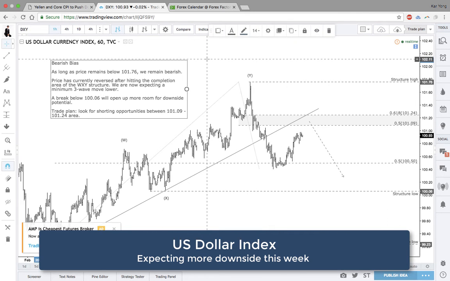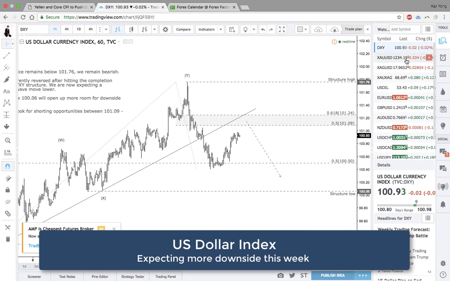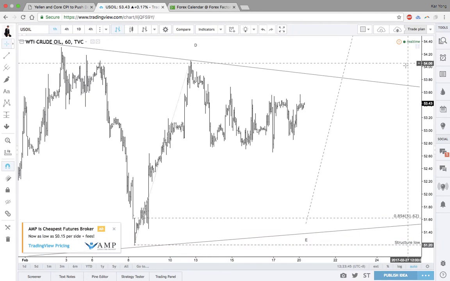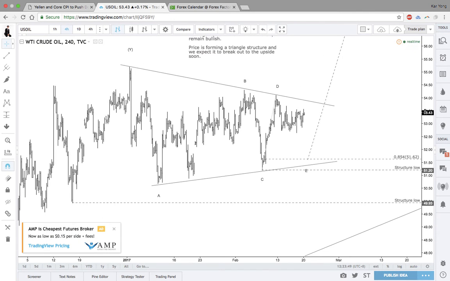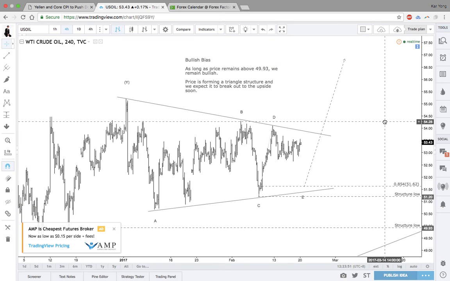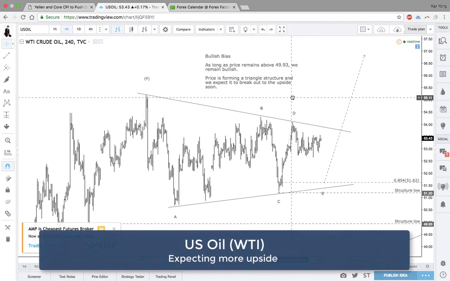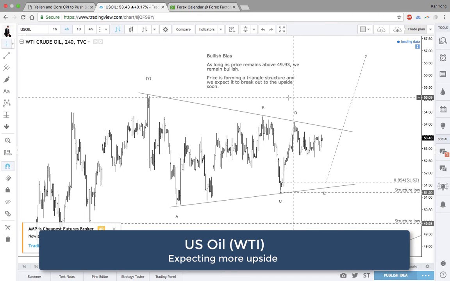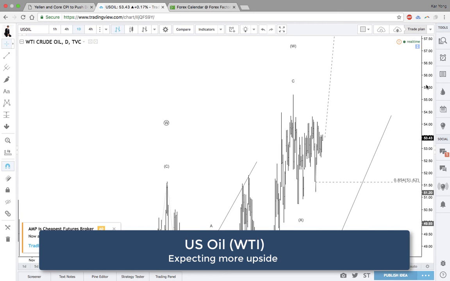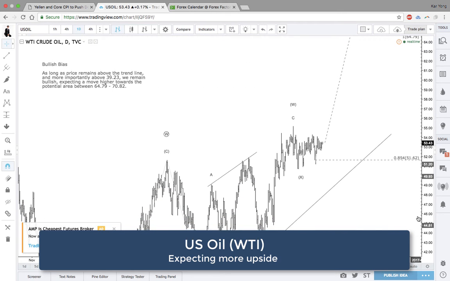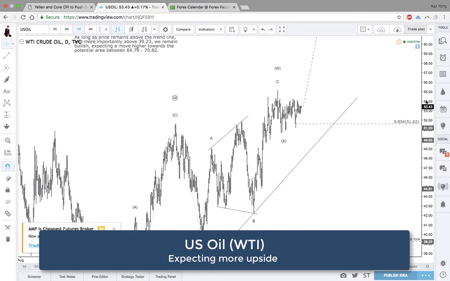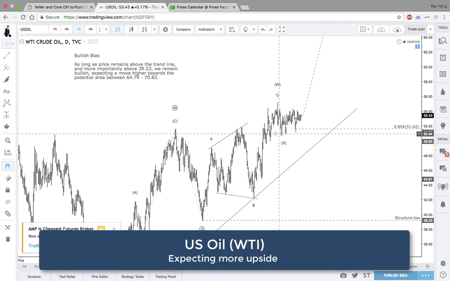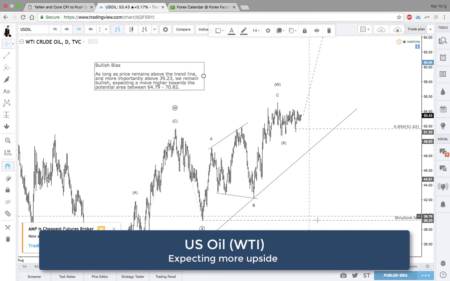Since we are bearish on the dollar, what are some of the pairs that are potentially going to move, and what are some of the pairs that we can take opportunity on? In terms of commodities, one of the clearer setups that you can see is on oil. I'll show you on the daily first. On the daily perspective, we are still bullish on this. We are expecting more upside as long as price remains above the 39.